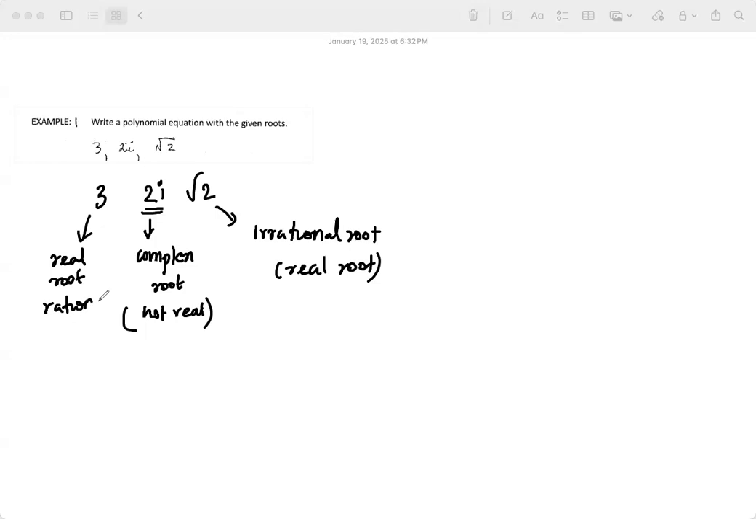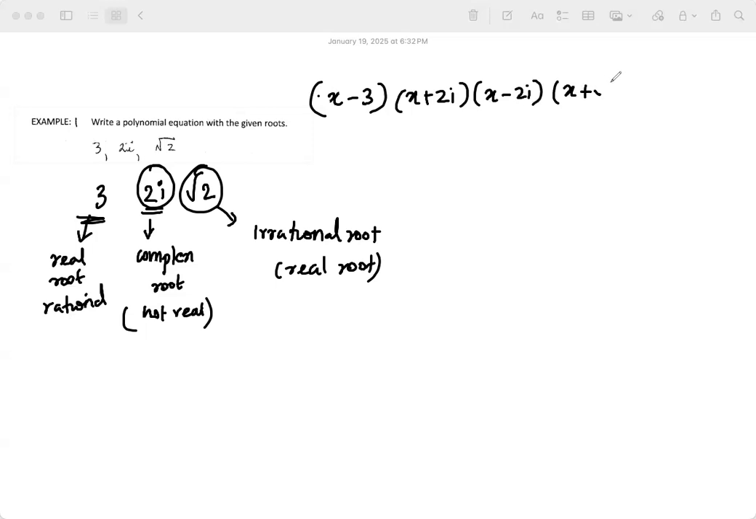Rational. You know this. Now, here we know it exists in conjugate pairs. Here as well, when you start writing the equation, the linear factors would be x minus 3, x plus 2i, x minus 2i, and then x plus root 2, and x minus root 2. So the thing is, this is not the polynomial. You will have to use the FOIL method to multiply these. You'll have to multiply these two and then multiply everything, tell me the answer. Okay, meaning, how do I do that?